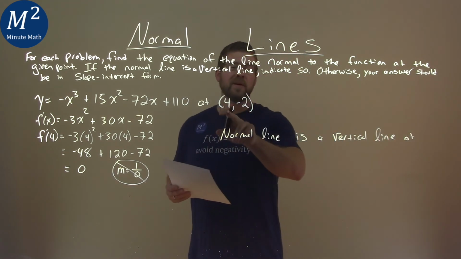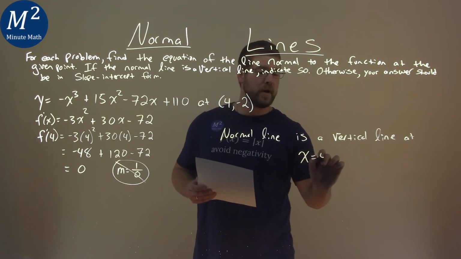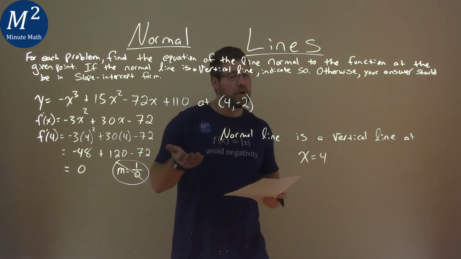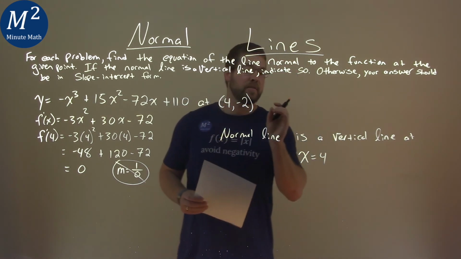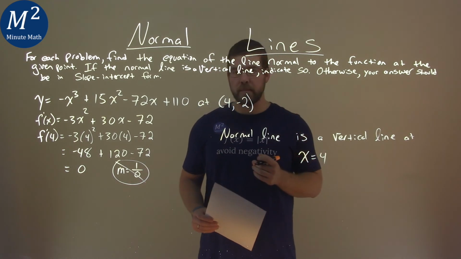And it's at where, well, we just cross our x value right there. So it's at x equals a positive 4. And so our final answer for the equation of normal line of our function at 4, negative 2 is a normal line is a vertical line at x equals 4.